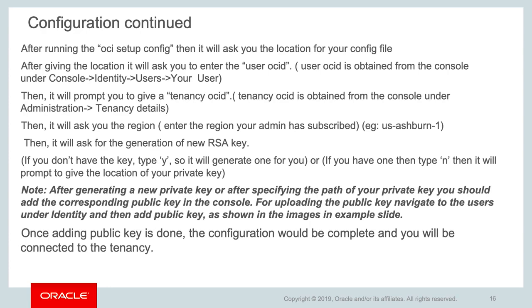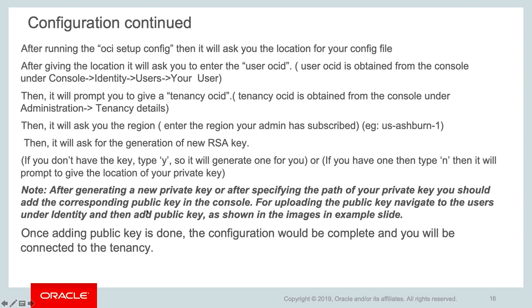Then it is again going to ask for the region, and that is the region your admin has subscribed. So it could be the US Ashburn region or Phoenix region or Toronto region. So select the correct region and then it is going to ask about generating a new RSA key. If you don't have the keys, you can type yes, so it will generate a new one for you. And if you already have one, you can type no, and then it will prompt you to give the location of your private key.